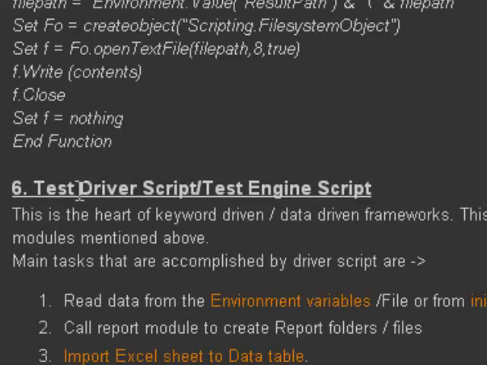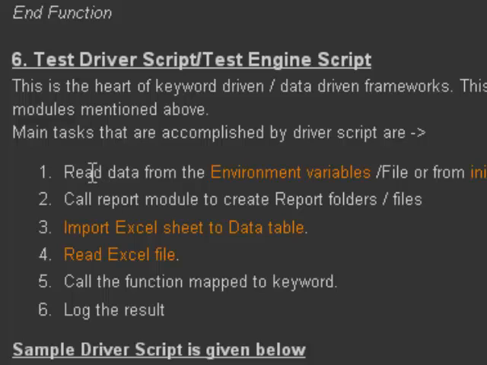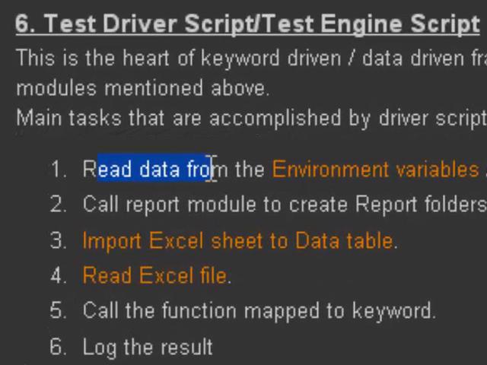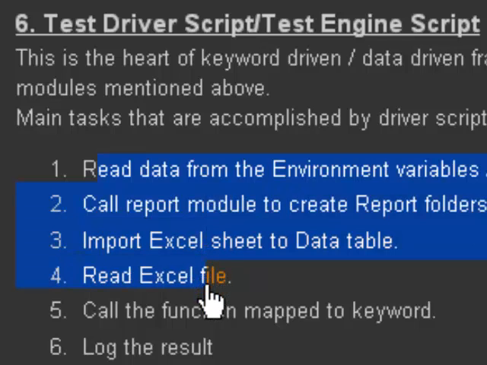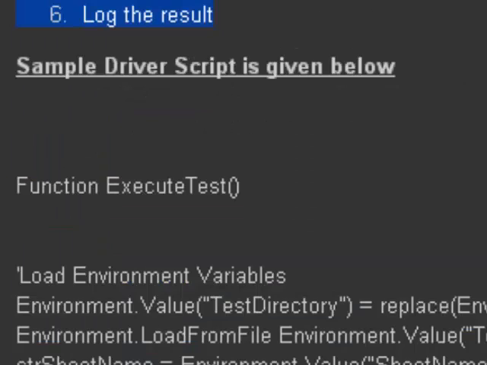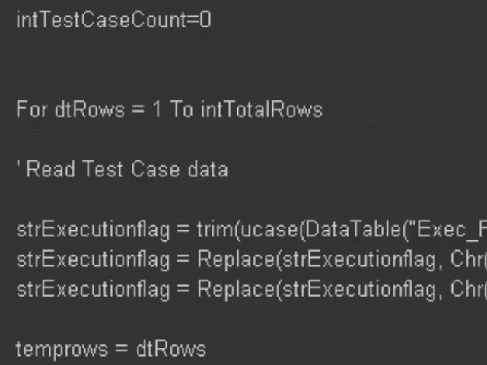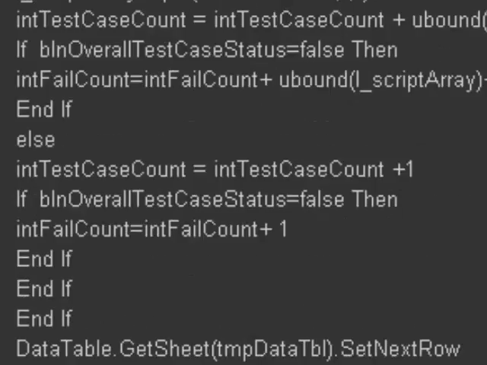Then we have the test driver script. This is the main script that will loop through all the test cases in the Excel sheet, and automate each test case one by one. A sample test script will do these operations: read data from the environment variables, call the report module to create report files, import the Excel sheet into the data table, read the Excel file, call the functions, map to the keyword, and log the result. All these functionalities are performed by the test driver script or the test engine. This is the sample test engine that I have created. You can again copy this example from this website.